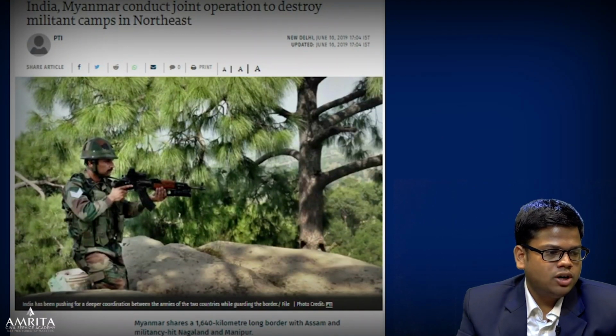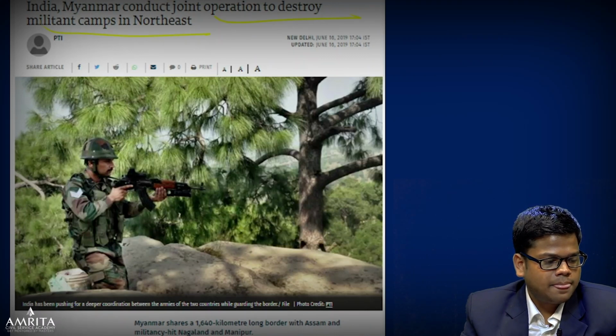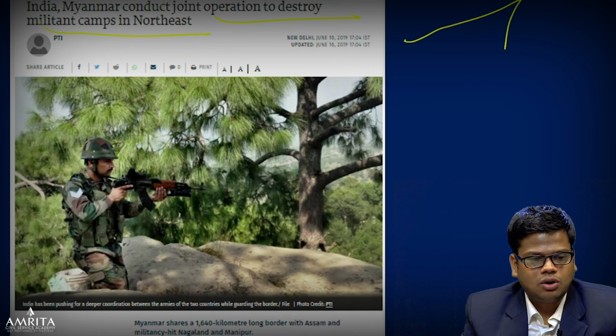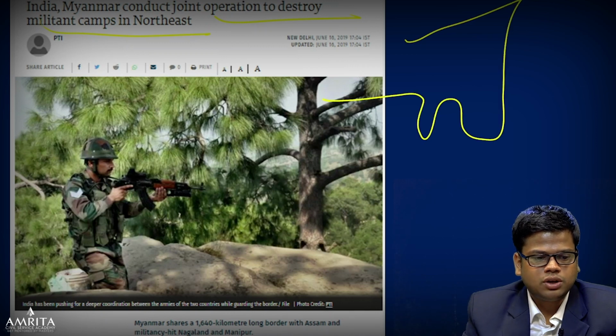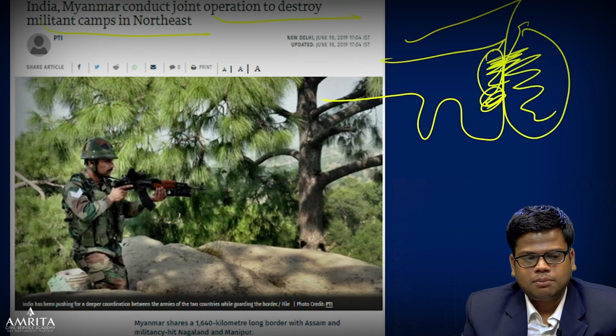So it was an Indo-Myanmar joint operation to destroy the militant camps in the northeast, right? All the militancy, all the insurgency in the northeast, you must be knowing the Naga insurgency, the Manipur issue, Assam, Bodoland, but it is mainly on the Myanmar border.